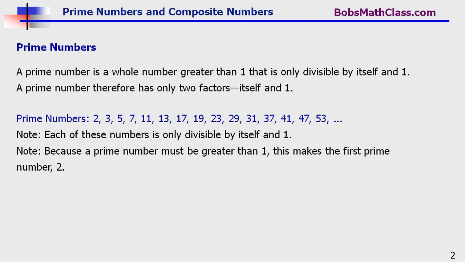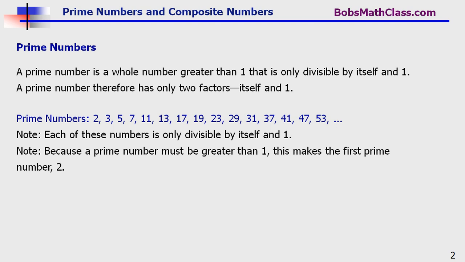So let's start with a list of prime numbers. 2 is the first one. 3, 5, 7, 11, 13. See, look at the number, let's say 11. What multiplies to equal 11? The only product is 1 times 11. That's the only product. So it only has 2 factors, 1 and 11. The number 13, the only product that multiplies to give us 13 is 1 and 13. Therefore, it is a prime number.